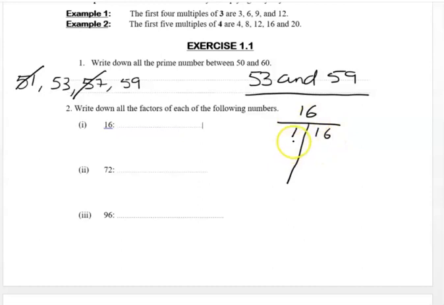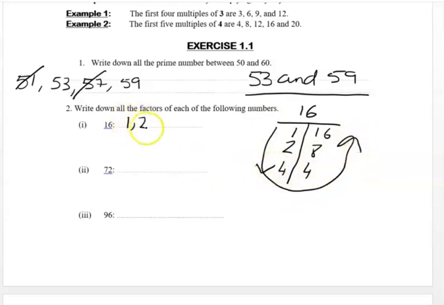I know it's a multiple of 2, so we can move on to 2. So 2 times 8 gives me 16. Now 3 times nothing gives me 16, so 3 is not a multiple. Then we have 4 times 4. That's going to give me 16. So now we can't move on to 8 because we already have 8. And we're just going to be repeating a pair. So we're done. What we're going to do is list all the numbers in a U shape, like this. So we're going to write 1, 2, 4, 8, and 16.